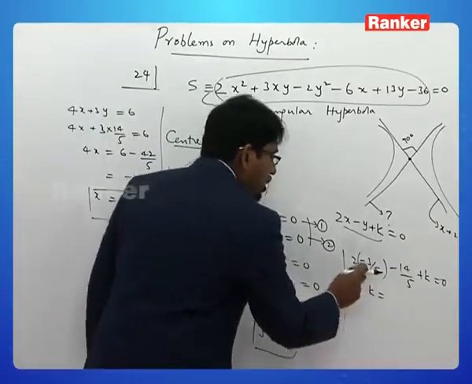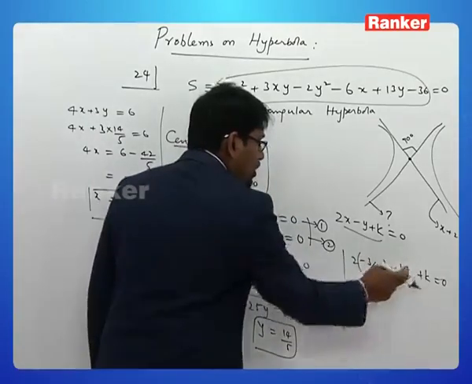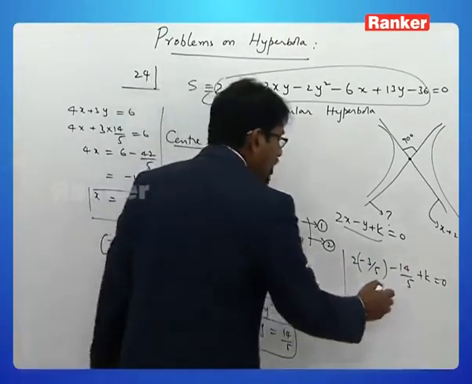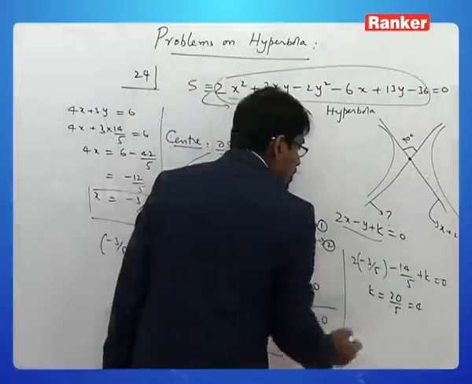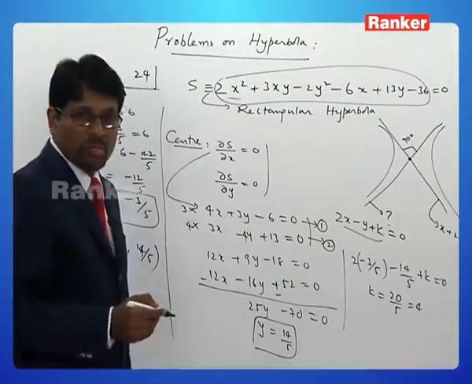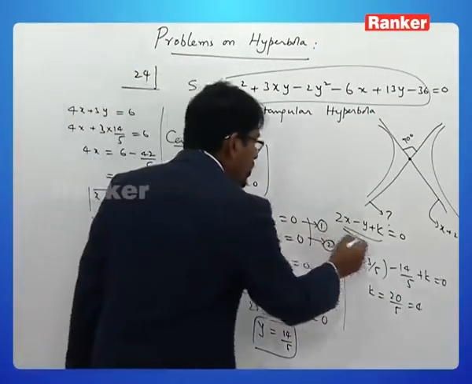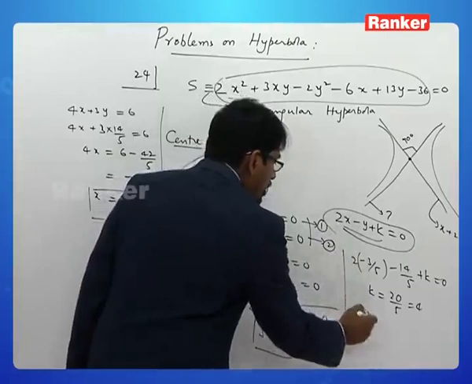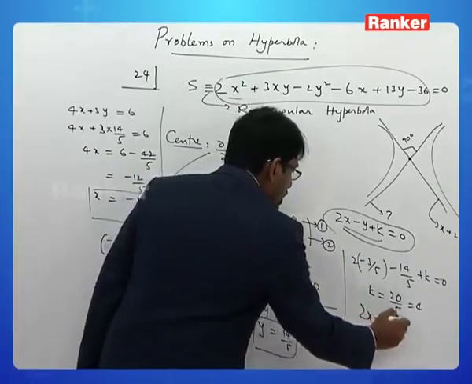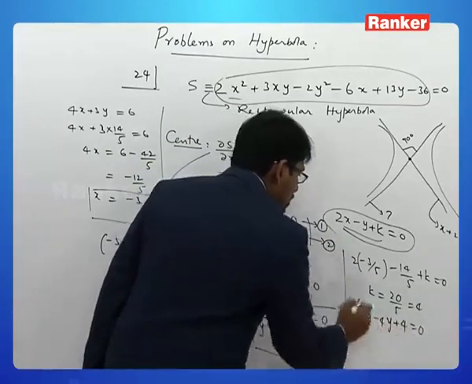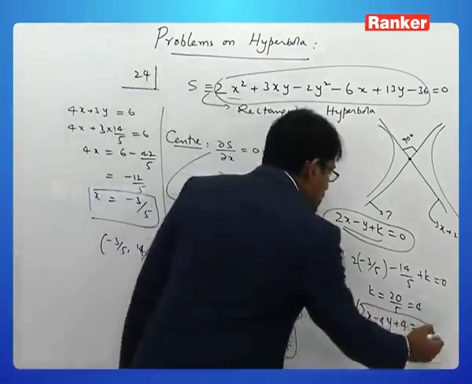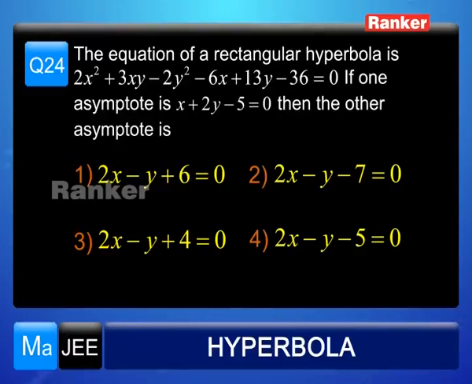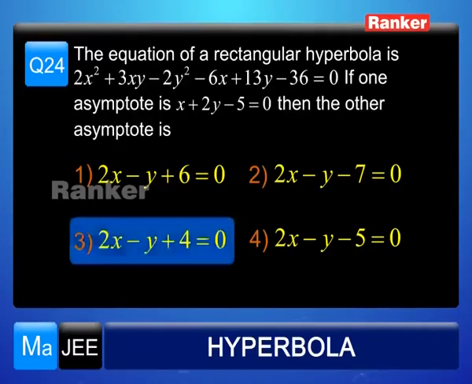K has to be minus 6 by 5 minus 14 by 5, so k is minus 20 by 5, and that's equal to 4. So k is 4. So 2x minus y plus 4 equal to 0 is the other asymptote. So what is the other asymptote? 2x minus y plus 4 is equal to 0. So the right option is option 3. Option 3 is the right answer.